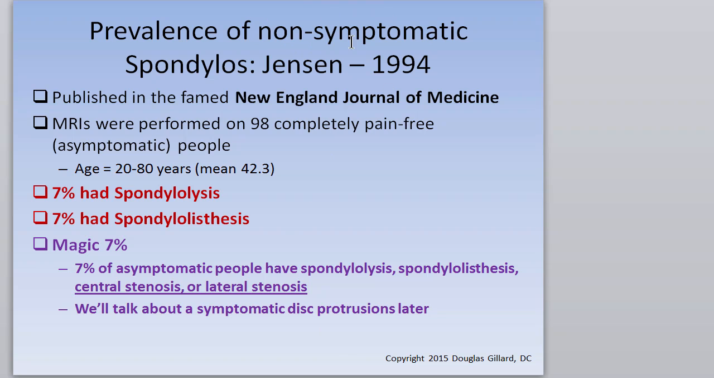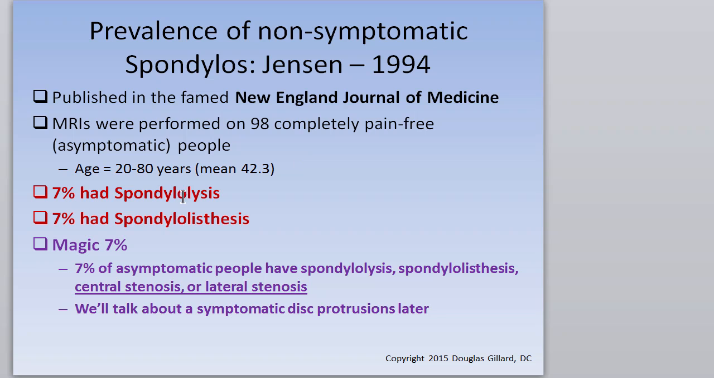Remember the magic 7 rule. 7% spondylo, remember this? Basically 100 asymptomatic people, and there's a lot of these. There's bigger ones than this, but I always put this because this was the only one that's ever been published in the New England Journal of Medicine. Really caught the attention. A lot of docs read this.